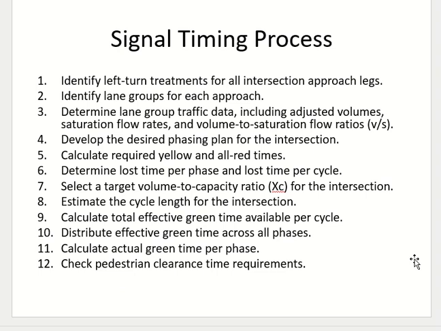If you want to design signal timing, you have to follow these steps. There are 12 steps. First of all, you have to identify the treatment for the left turning. Should the left turning be with the straight, or should the left turning have its own phase, and so on. Identify the lane groups. So all lanes in a lane group have what?